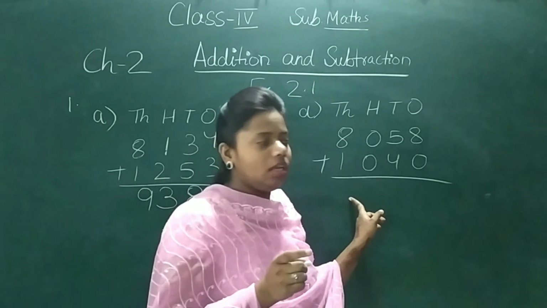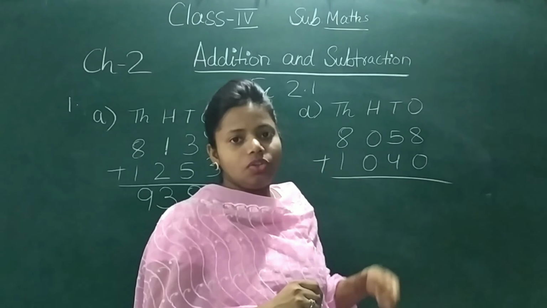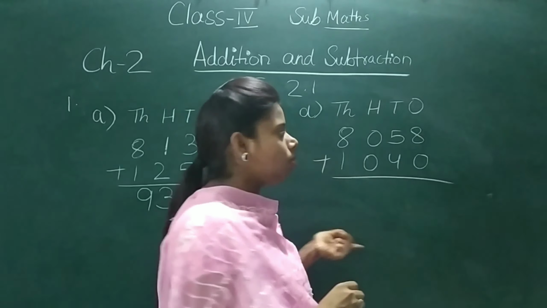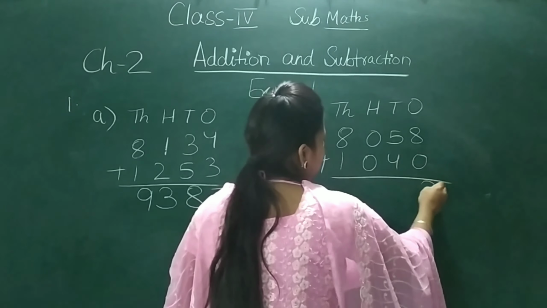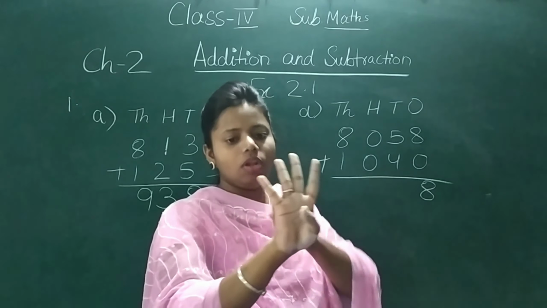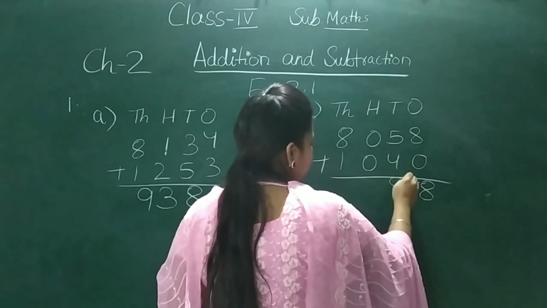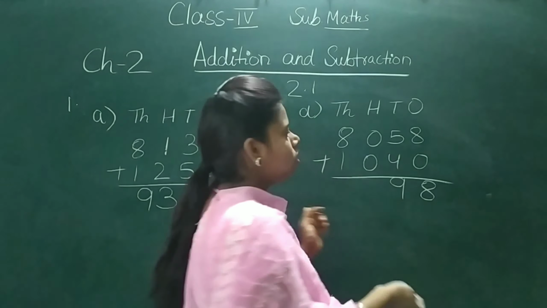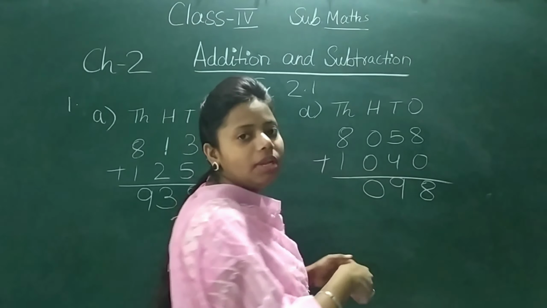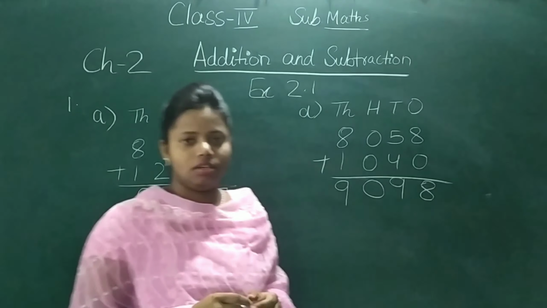Now let's do number D. Now let's see question number D. 8 plus 0. When 0 is added to any number, the answer will be the same. So 8 plus 0 will be 8. 5 plus 4. To 5 we have to add 4. 6, 7, 8, 9. So the answer will be 9. 0 plus 0 will be 0. And 8 plus 1 will be 9. This is the answer.